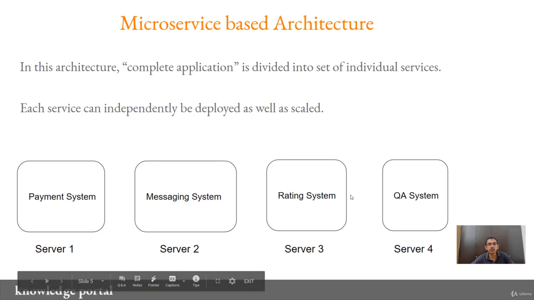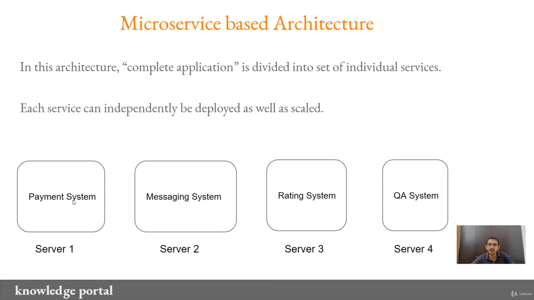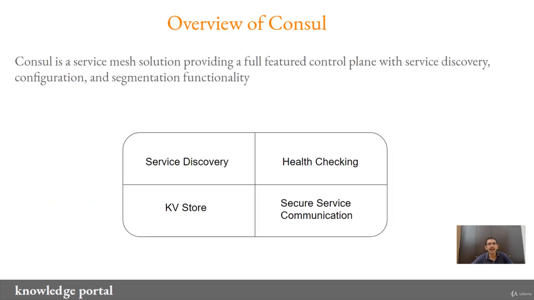So let's assume that there is a high amount of load in the QA system. So now what you can do is leave the other systems intact. You can increase the servers associated with the QA system. So you can add auto scaling here in a similar approach. So a microservice based architecture allows us to have a lot of flexibility here. However, it also comes with its own set of challenges. And the major ones of these challenges can be solved with the help of Consul.